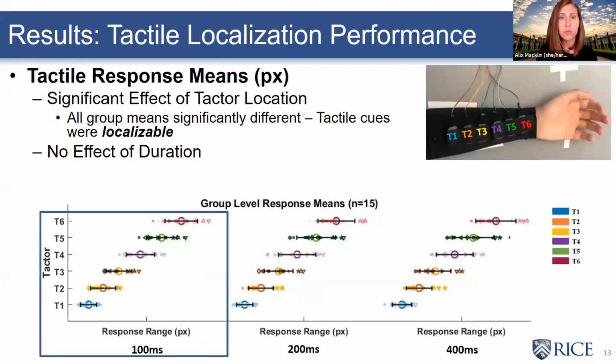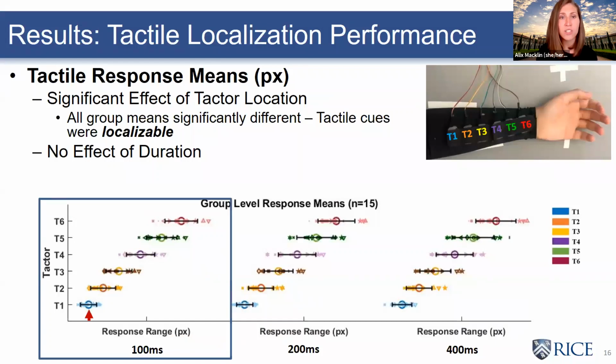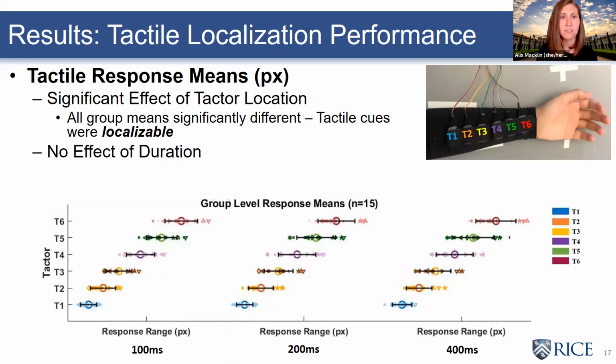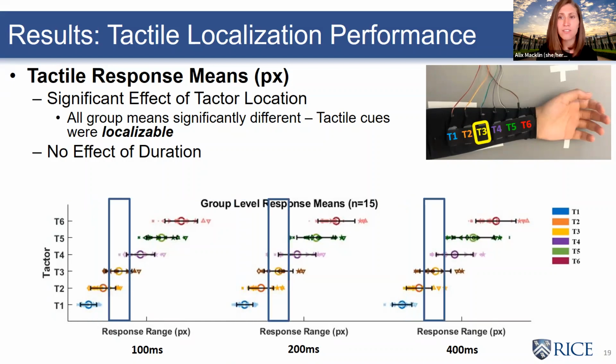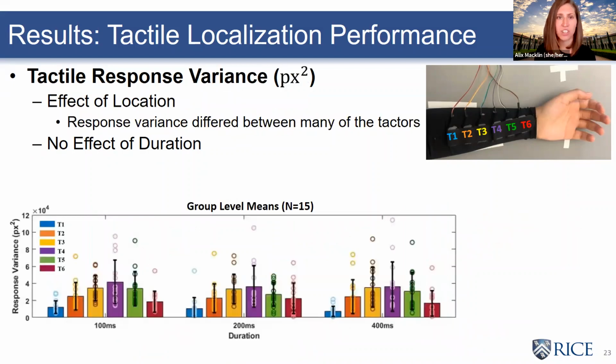Each column shows the group level response means for each duration condition. We can visualize where along the response range the mean response to each tactor was perceived. Tactor location had a significant effect on subject response means, where all response means were significantly different from one another, but this was not affected by duration.